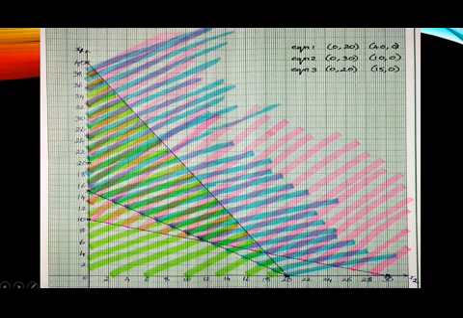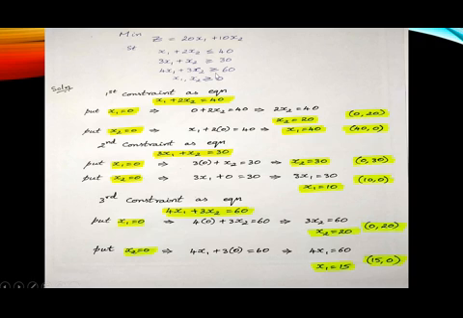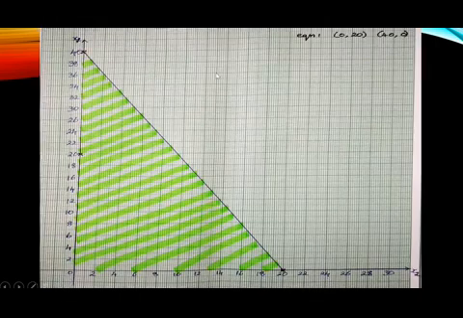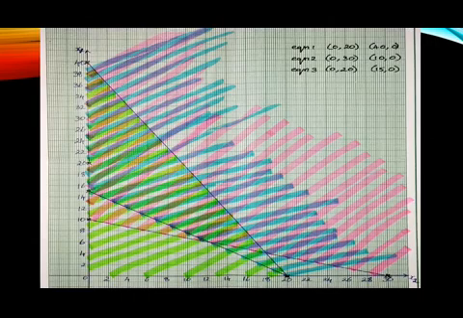Now consider the third equation. The coordinates point was 0, 20, this point, and 15, 0, this point. So I join these 2 points with a straight line, and the constraint was greater than equal to type. Therefore, above the line or to the right side of the line, shading has to be done. So above the line, I am doing the shading. Blue shade is for this particular line. So anything above the line is a feasible region.